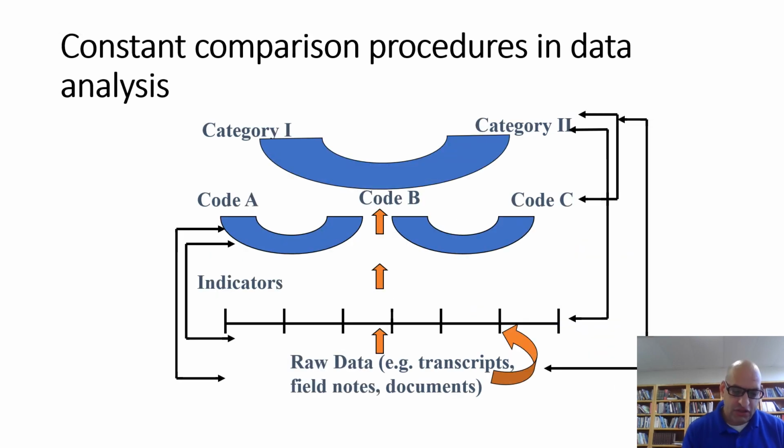So let's continue to think through this some more. You have constant comparison procedural data analysis, where you're just looking at the raw transcripts. You're looking at the document, the field notes that you've collected along the way. And as you work through your interview, you're beginning to see some of these indicators that begin to come up from your research.